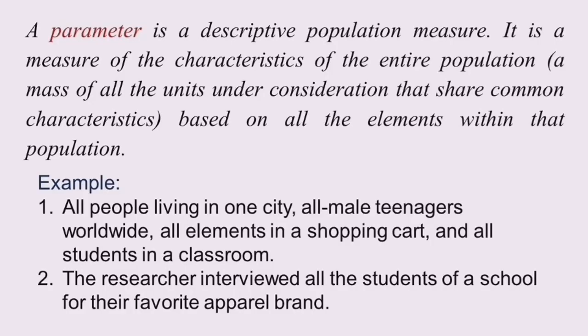A parameter is a descriptive population measure. It is a measure of the characteristics of the entire population based on all the elements within that population. For example, all people living in one city, all male teenagers worldwide, all elements in a shopping cart, and all students in a classroom. Number 2. The researcher interviewed all the students of a school for their favorite apparel brand.